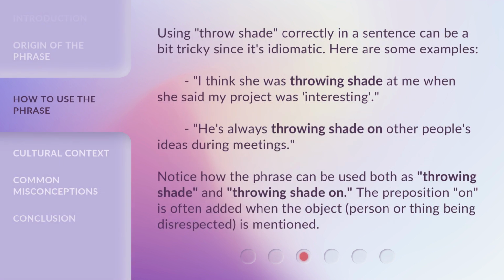Using "throw shade" correctly in a sentence can be a bit tricky since it's idiomatic. Here are some examples. I think she was throwing shade at me when she said my project was interesting. He's always throwing shade on other people's ideas during meetings. Notice how the phrase can be used both as "throwing shade" and "throwing shade on". The preposition "on" is often added when the object, person or thing being disrespected is mentioned.